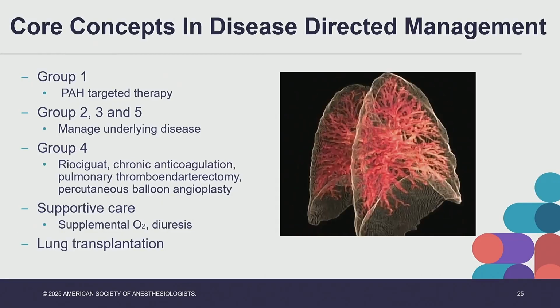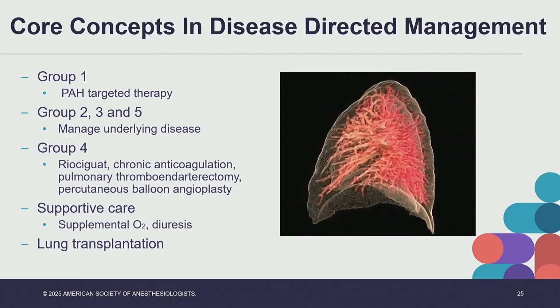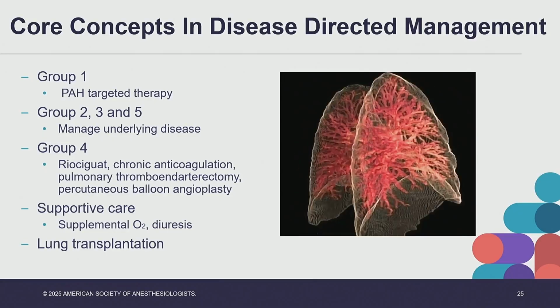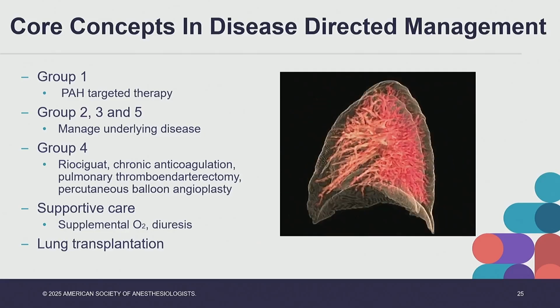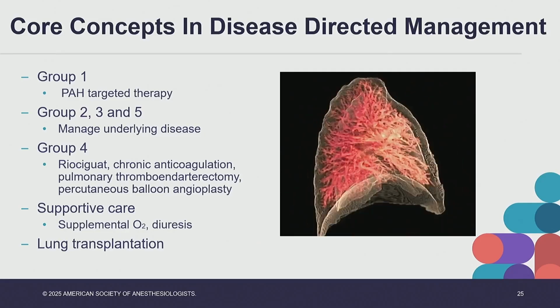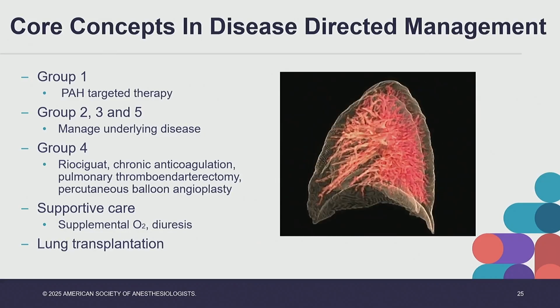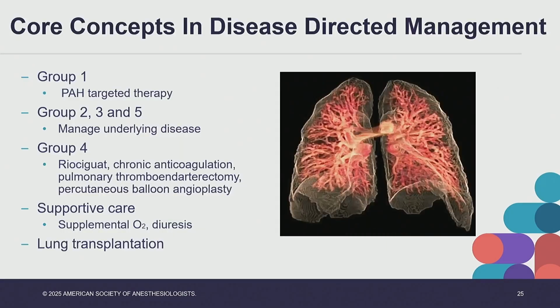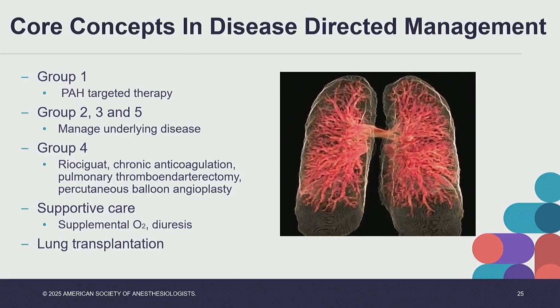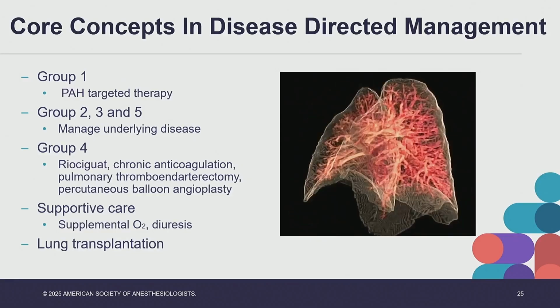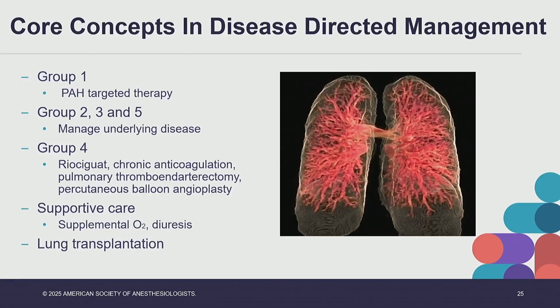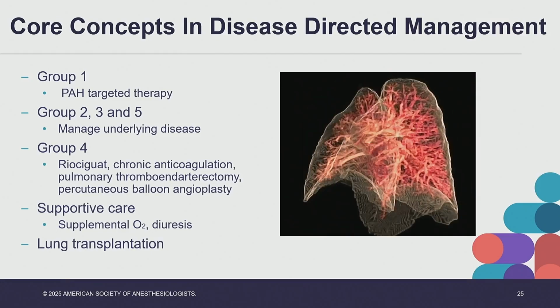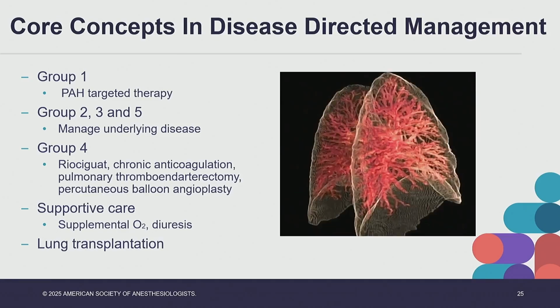In terms of the core concepts of outpatient management of these patients, group 1 patients usually are started on PH-targeted therapy, and we'll go through the medications. Group 2, 3, and 5, you manage the underlying disease. Group 4, these patients are managed typically with chronic anticoagulation, riociguat, pulmonary thrombectomy for surgical candidates, and for patients who are not surgical candidates or who have distal disease, percutaneous balloon angioplasty can be considered.